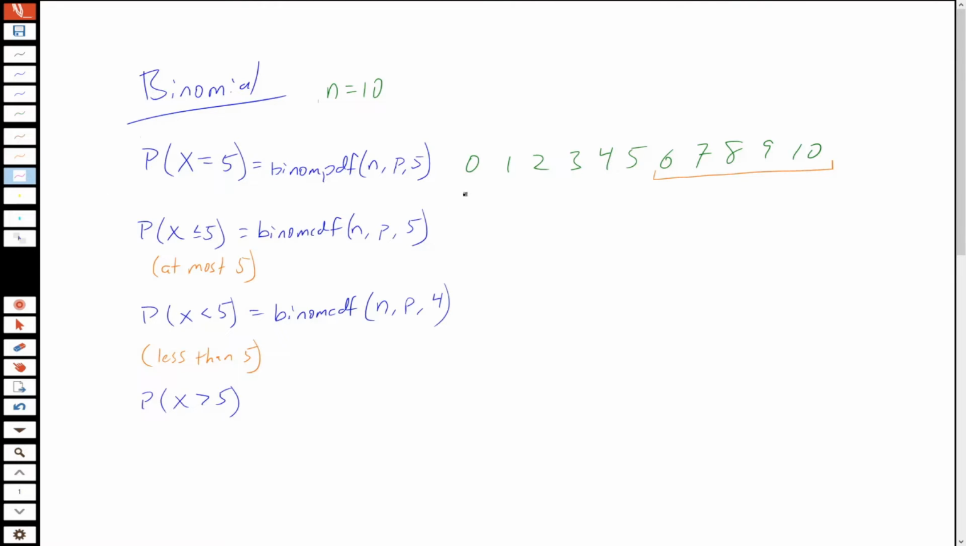I can say, well, the complement of what I want is the values from 0 to 5. And the complement rule says take 1 minus the probability of the complement. So if the complement is the values from 0 to 5, I want 1 minus the binom CDF n, p, and I plug in 5. Okay, so this would be a case where the question says something like more than.